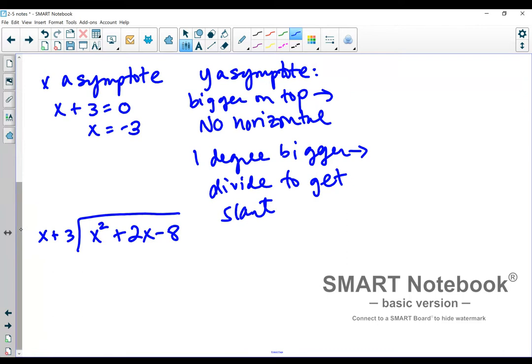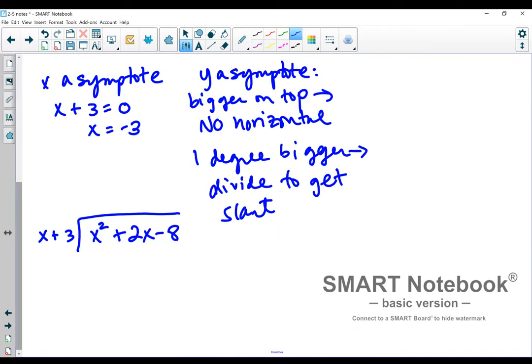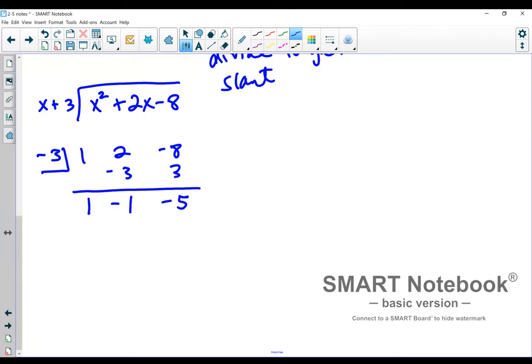So I could do long division. Is that right? X squared? Yep, that was right. But easier in this case, because I'm dividing by a linear factor, I could actually just use synthetic division. So synthetic would mean I'd have a -3 out here, and then my coefficients 1, 2, and my constant -8. So we'll go ahead and do our synthetic. You could definitely still do long division, but it's not necessary.